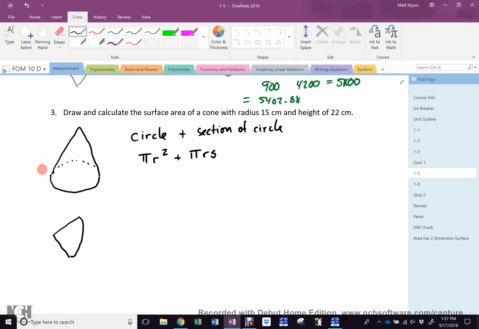So you don't need to memorize it, do you? Do I have a radius? Where is it? Where does the radius live? In the middle. It is how long? Read the question. 15. I also have a height. Where would the height of the cone be? From the point to the bottom, yes? How big is that? 22. Now, what is missing?